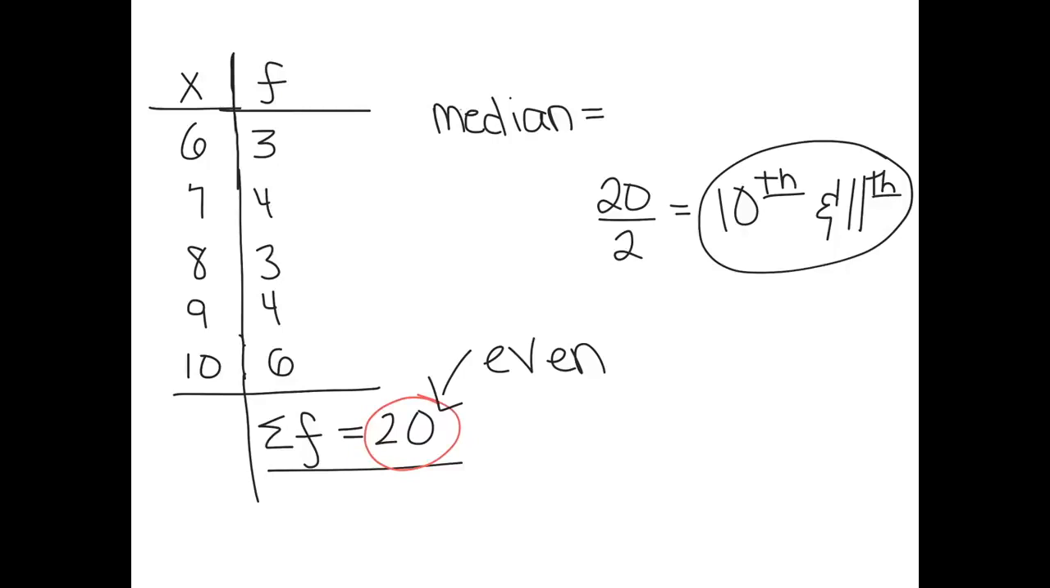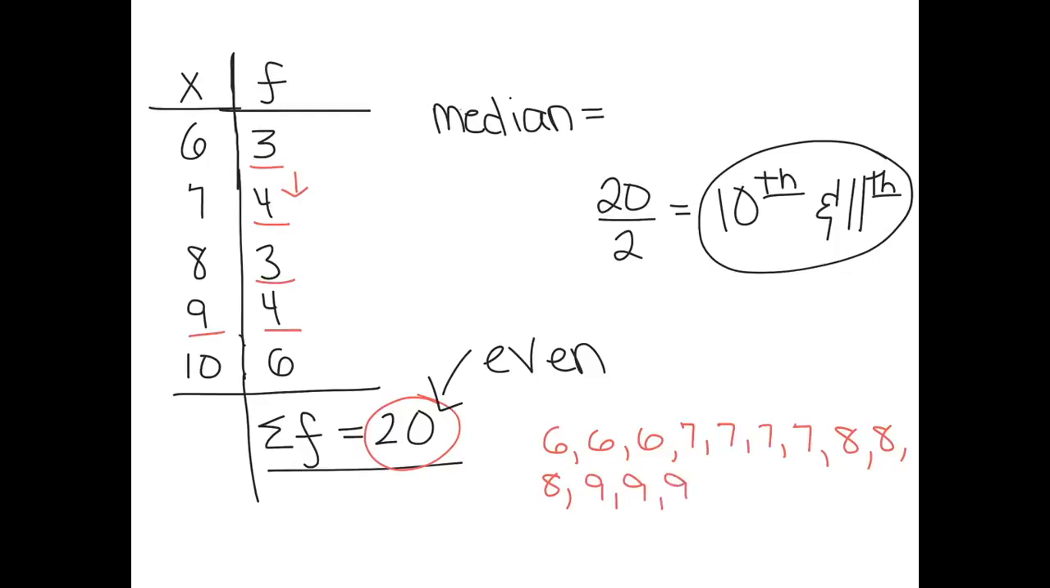So first I want to find the value in the 10th position. If we look at the frequencies, we can see that the data set starts out with 3 6s. So I have 6, 6, 6. Then we can go down and I have 4 7s. So this would be 7, 7, 7, 7. Next, we have 3 8s. So 8, 8, and 8. And then we would just continue this as 4 9s and 6 10s.